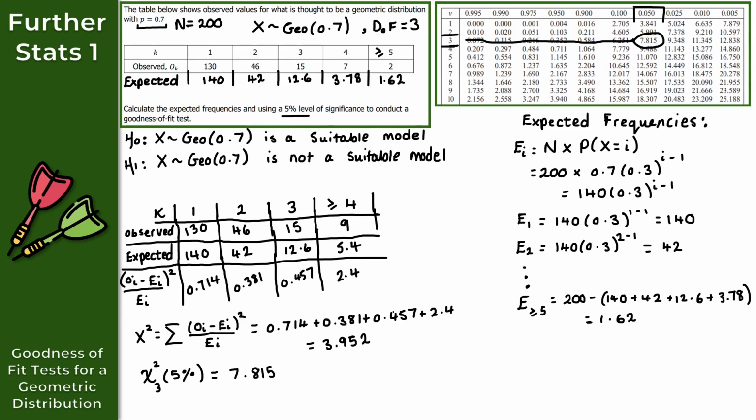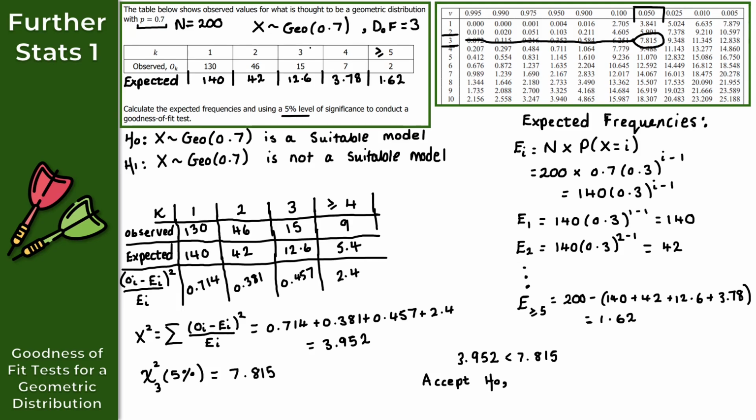And then finally, we're pretty much there now. All we need to do here is compare our test statistic here, this chi-squared value, 3.952, to this value here of 7.815. So in that case then, 3.952 is less than 7.815. And in that case then, we accept H0 here. So accept H0.